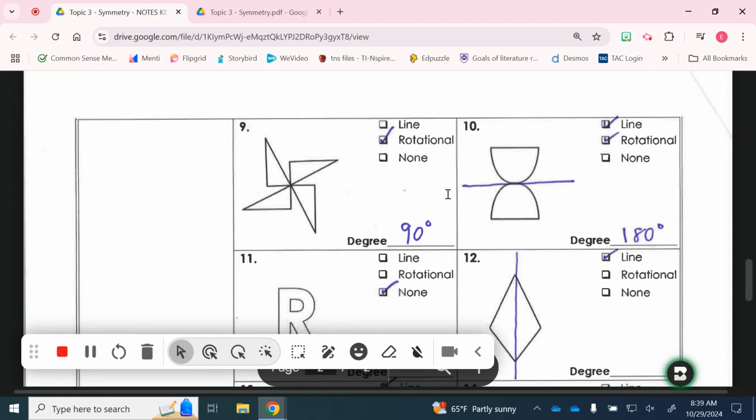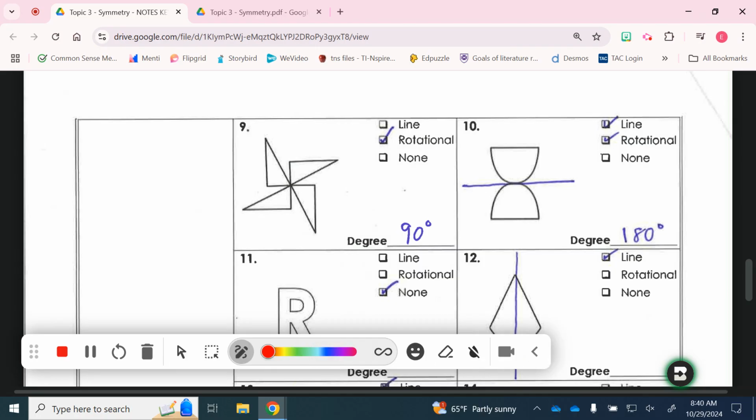All right, let's go over these real quick. For number 9, if I drew this, it is not really going to have line symmetry, but if I connected these vertices, it does have rotational symmetry and looks kind of like a square. So it would have been 90 degrees here.